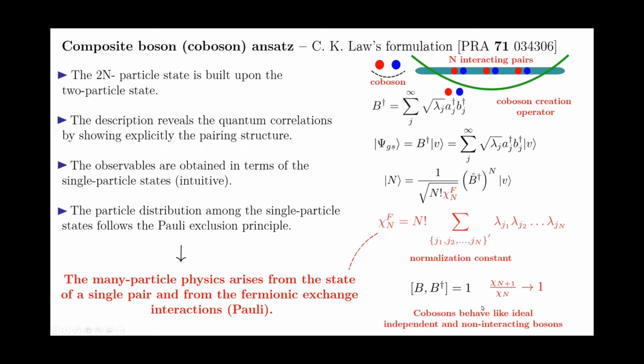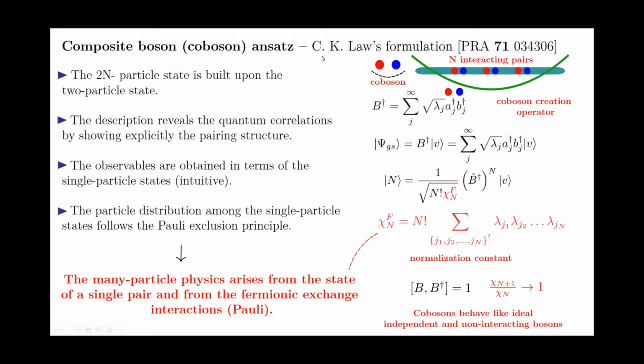And it turns out that when the ratio of this normalization constant goes to 1, the cobosons behave like ideal independent non-interacting bosons, while a ratio near or close to 0 reveals strong deviation from the ideal bosonic behavior, meaning that the fermionic character of the constituents, the red and blue particles, is important.